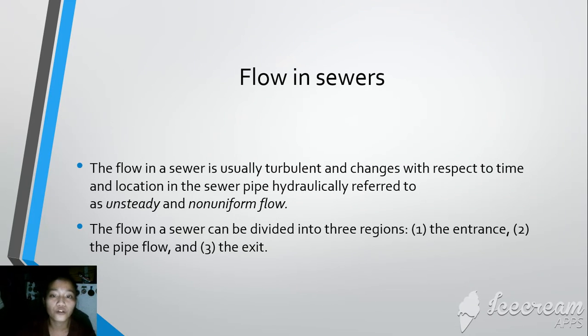Next is flow in sewers. The flow in a sewer is usually turbulent and changes with respect to time and location in the sewer pipe, hydraulically referred to as unsteady and non-uniform flow. The flow in a sewer can be divided into three regions: the entrance, the pipe flow, and the exit.